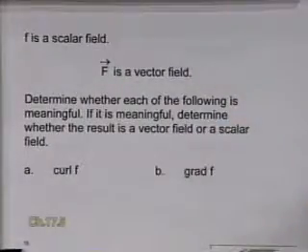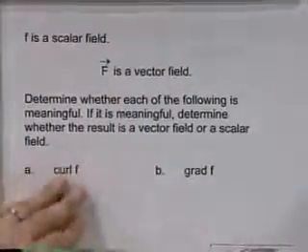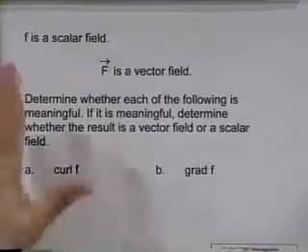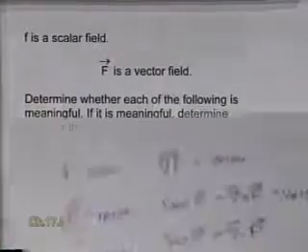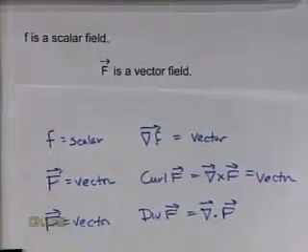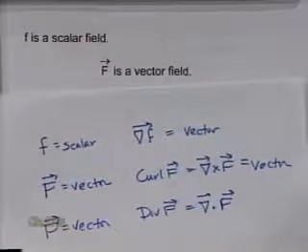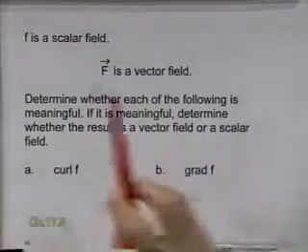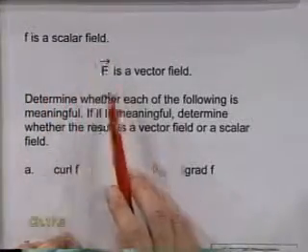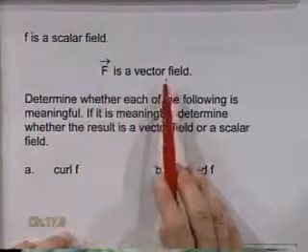Now, the following, I'm going to do a few of these. In fact, I'm doing 6 of them. I'm assigning number 12 in your homework. I do have the answers posted under the assignments on Blackboard. So after you do them, you can check to see if you got them right. All we have to do in these is, it says f is a scalar field, and f with a bar over it is a vector field.